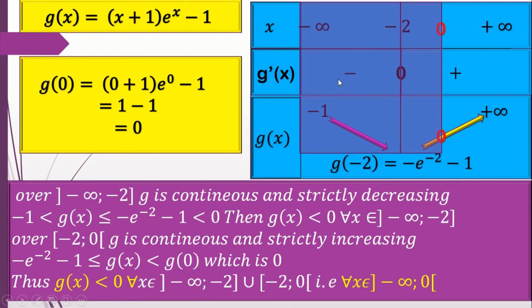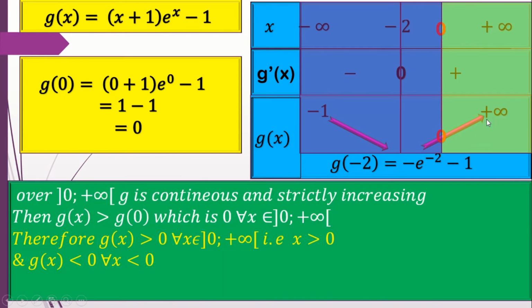Well, what happens for x greater than 0? Isn't g of x here continuous and strictly increasing? So for every x greater than 0, g of x is greater than g of 0, which is 0. Then we can say that g of x is positive. Therefore, for x less than 0, g of x is negative, and for x greater than 0, g of x is positive.